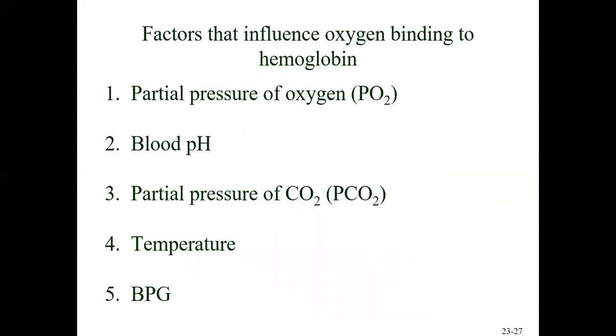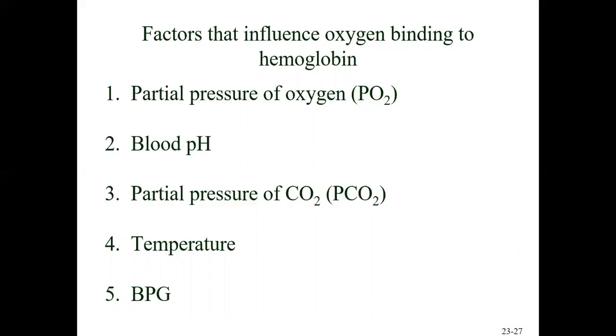Now, there's 5 factors we need to talk about that help to influence this type of binding of oxygen to hemoglobin. One thing to think about is that oxygen needs to bind to the hemoglobin, but it also needs to be released once it gets to the tissues. So again, think about a scenario.